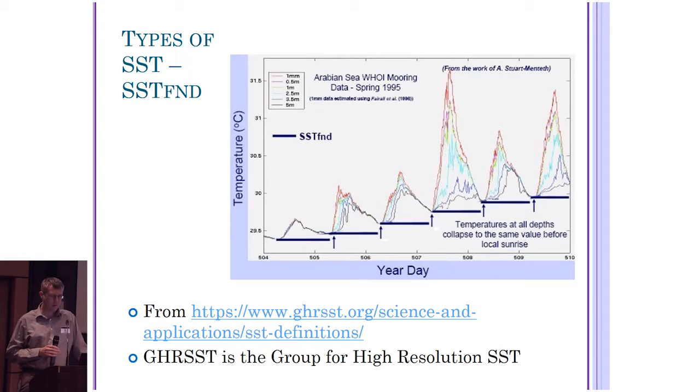The other way that you might think about it is there's a point each day, near the sunrise, when the temperature at the surface starts to increase. This is shown in this plot, which is also from the GHRSST website, and you can see that the different colour lines are different depths in the surface, and just before dawn, the temperatures all collapse to a single point, and then the diurnal cycle starts. That's another way to think about the foundation SST.